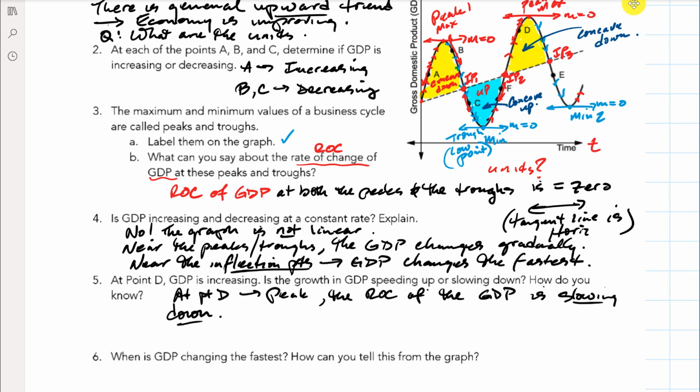Number 6, when is the GDP fastest? How can you tell this from the graph? As I was saying earlier, the GDP changes the fastest at the inflection points.